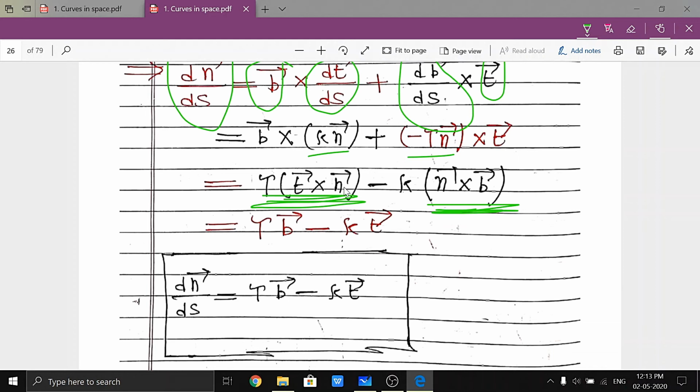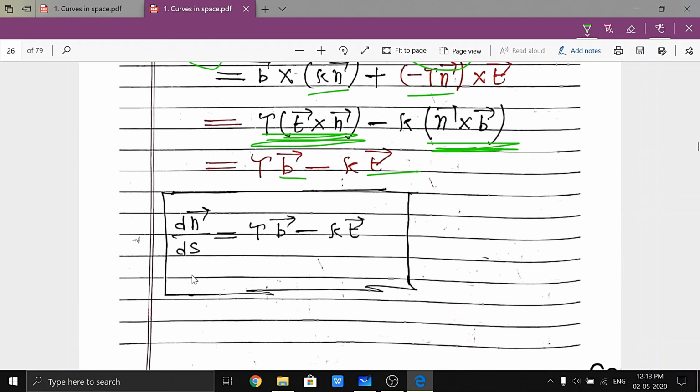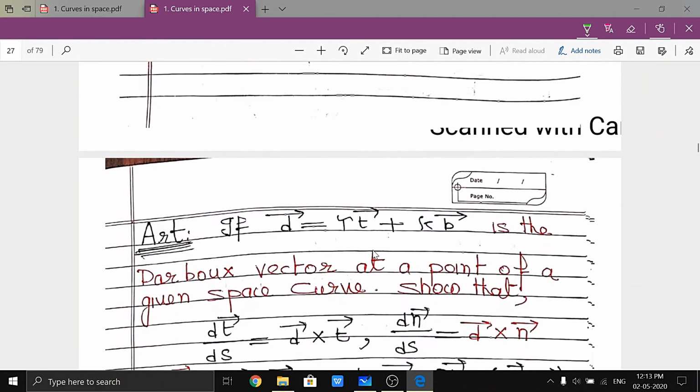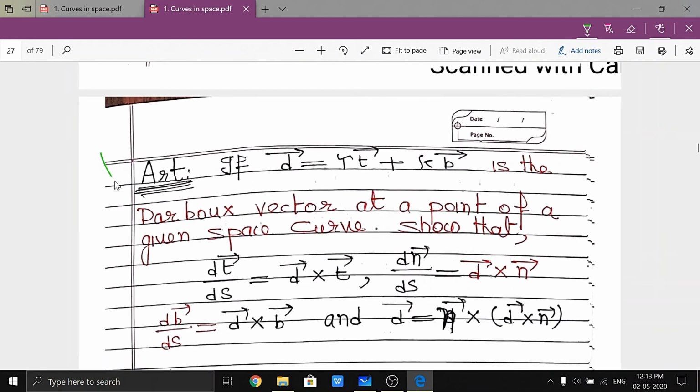So what is t cross n? It is vector b. What is n cross b? It is vector t, right? So dn by ds is equal to tau b minus kappa t. So this is the third result, dn by ds equals tau b minus kappa t. So these are the Serret-Frenet formulas. Clear? After that, that result we also write in the second form.